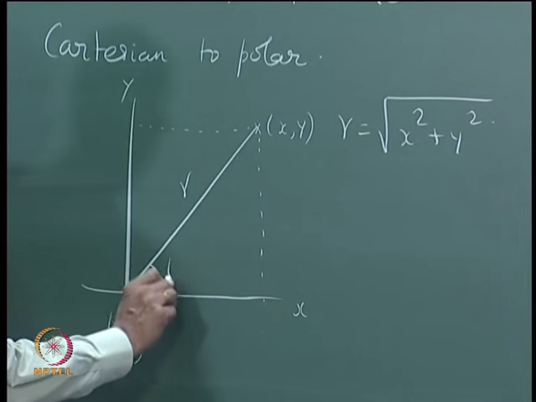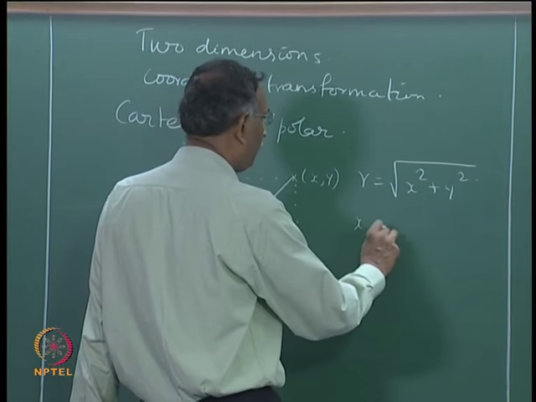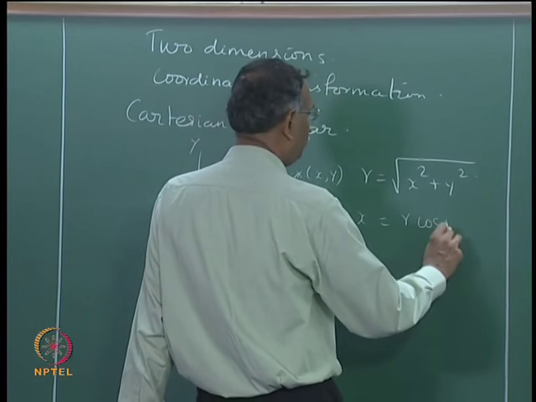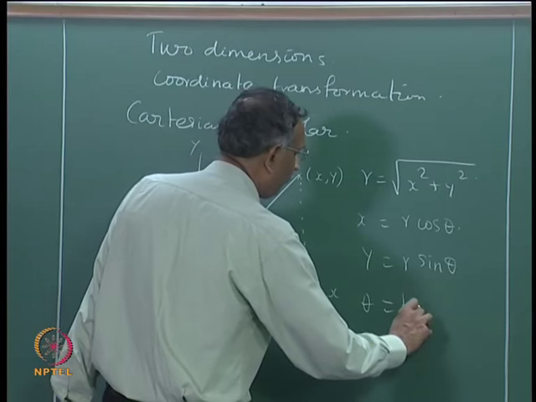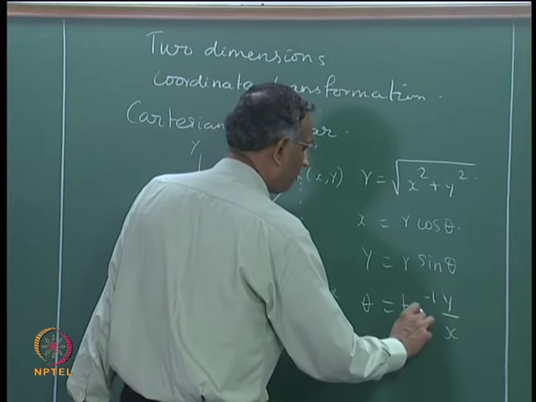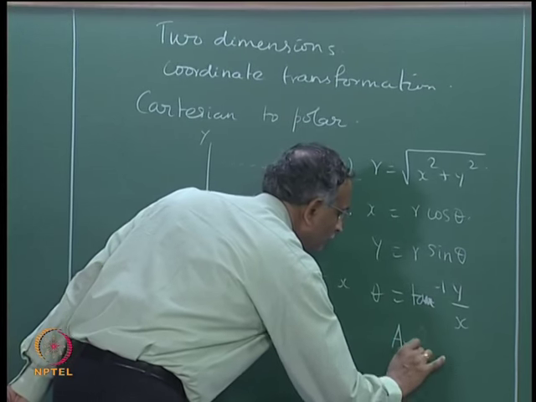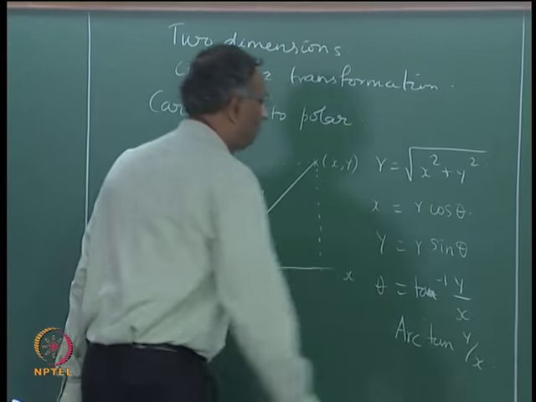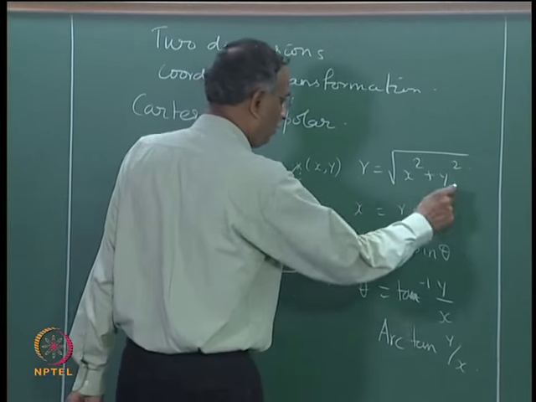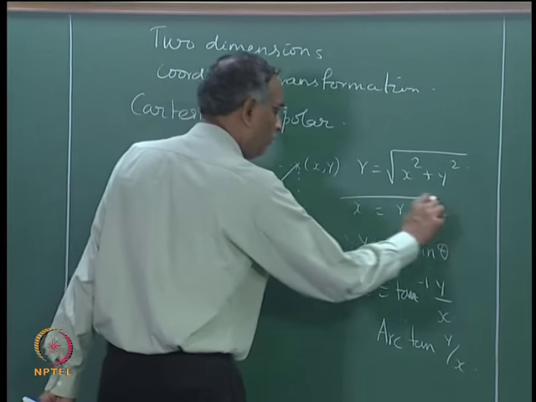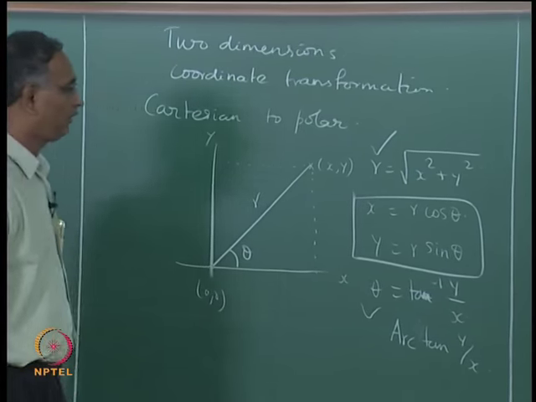And then there is a theta, which is the angle from the chosen x-axis. Then you have x is given by r cos theta and y is given by r sin theta, and therefore theta is tan inverse y by x. So these are the simple transformations, and if this is the transformation, then this is the inverse, or theta in terms of x and y.